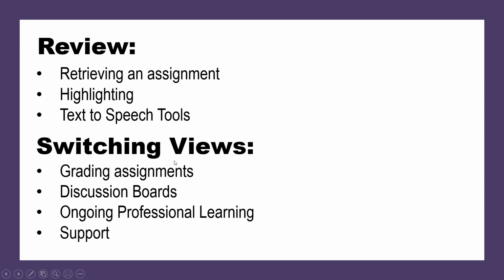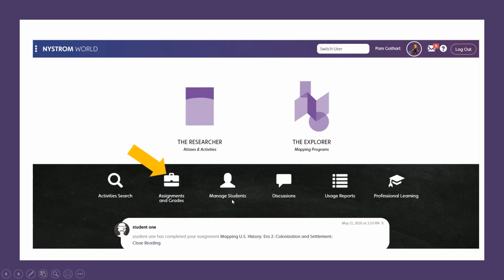And in teacher view, we're going to grade our assignments that we just completed. We're going to go to the discussion board. We're going to look at what kind of ongoing professional learning is available, and we're going to look at how we get support when we need it. Let's get going. Here we go. We're going to start out by grading that assignment.